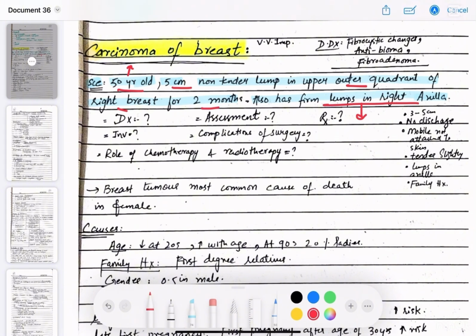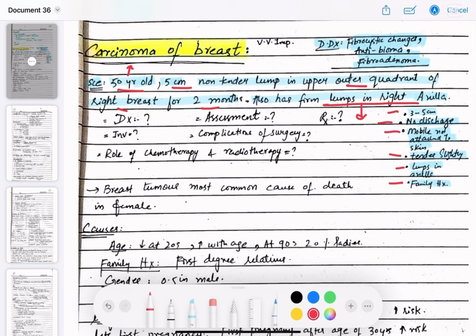The differential diagnoses are fibrocystic changes or galactocele or fibroadenoma. Now for the carcinoma of breast, the specific points are that it is 3 to 5 centimeter and no discharge is present, and it is mobile and not attached to the skin, and it is slightly tender, and lumps in the axilla are present, and family history is present. These are the diagnostic points for the carcinoma of breast. Okay, family history, lumps in axilla, slightly tender, mobile and no discharge, and not attached to the skin.